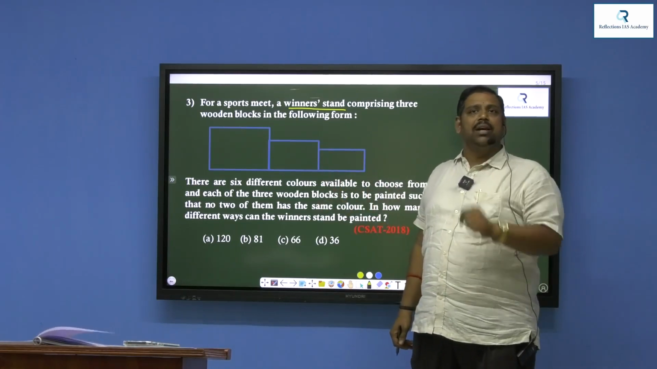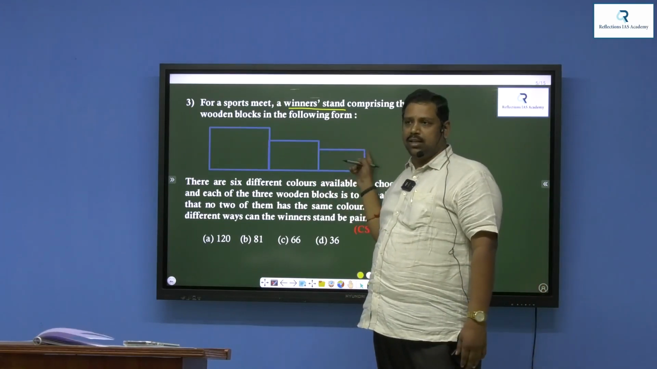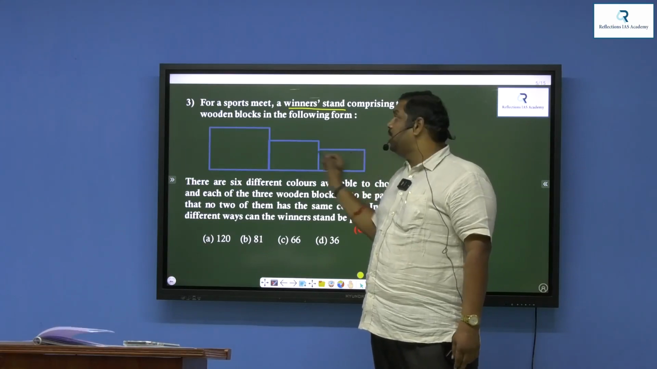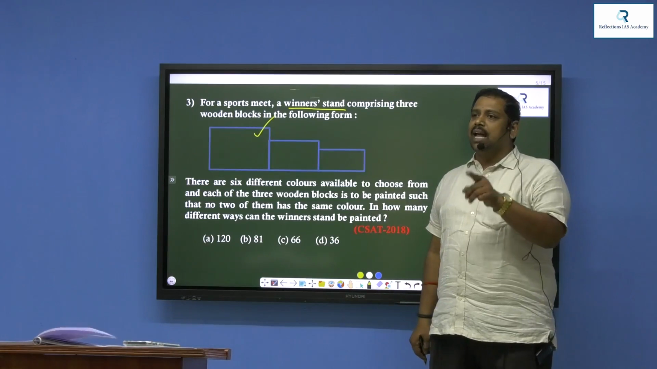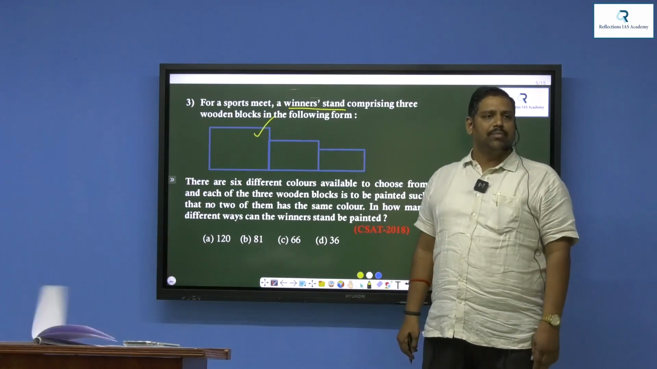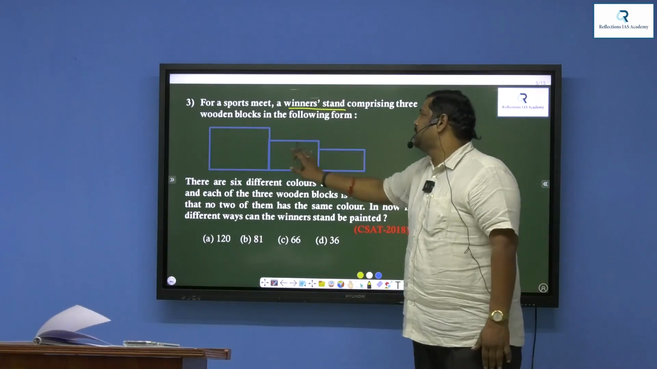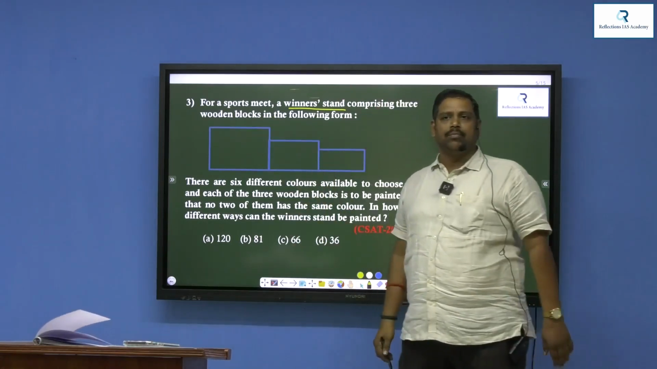Because students will think that this is for the first, second, third, winner, runner, second runner. Winner means they will think this is the only one, right or wrong? No. That's why narration of the question is very important. Winner's stand comprising 3 wooden blocks in the following form. These 3 together we will call as winner's stand.